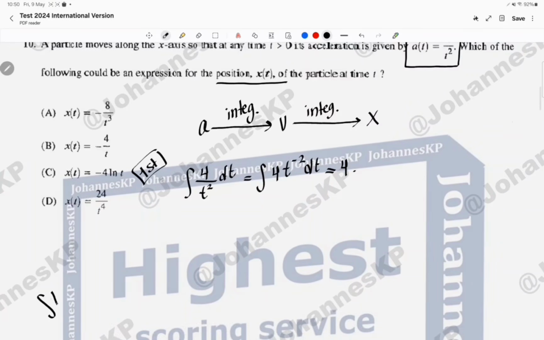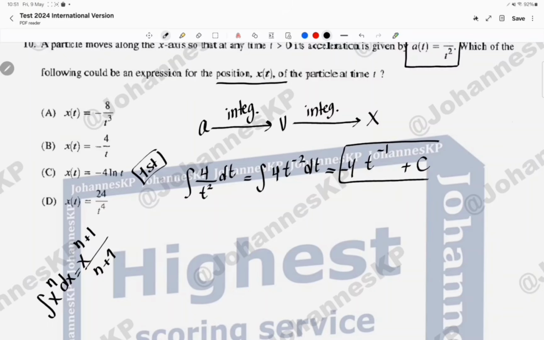Integration rule, don't forget, was the integral of x to the power of n dx is x to the n plus 1 over n plus 1. So 4 t to the negative 2 plus 1 over negative 2 plus 1, plus, of course, c. Let's simplify that. So 4 over negative 1 is just negative 4. And that's going to be your first integration.